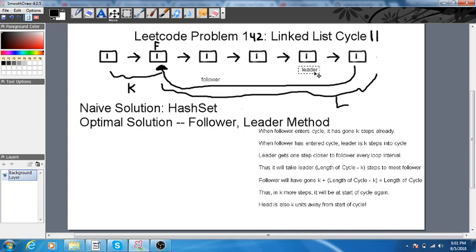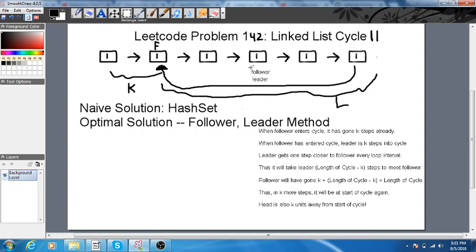And so then we're going to move our follower by 1 and our leader by 2. Uh-oh. So leader by 1 and then all the way back here. And then we're going to move our follower by 1 and our leader by 2. So leader will come like here.